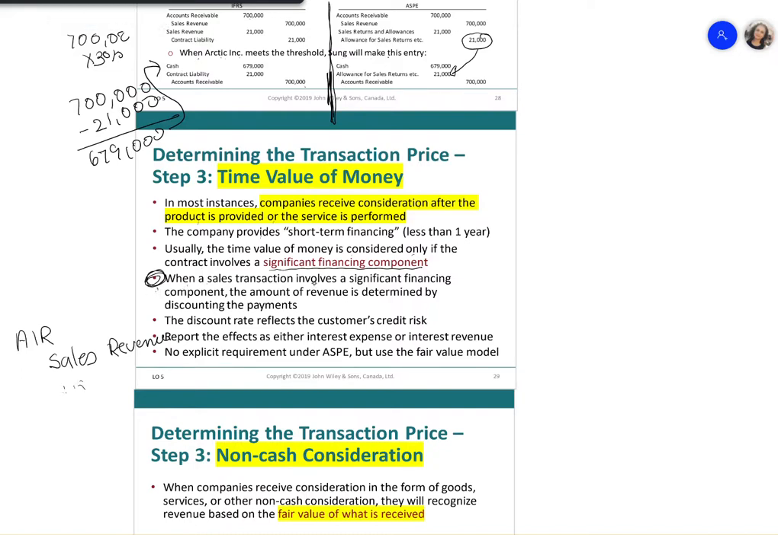When a sales transaction involves a significant financing component, the amount of revenue is determined by discounting the payment. So you're going to receive a series of payments, but you're going to receive them in the future. So what you need to do is discount it to today, and when you're discounting it to today, that's what you record.